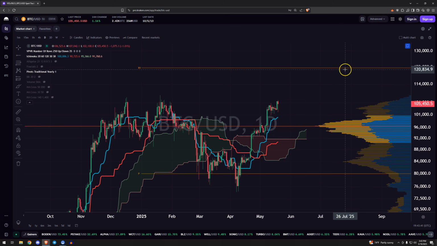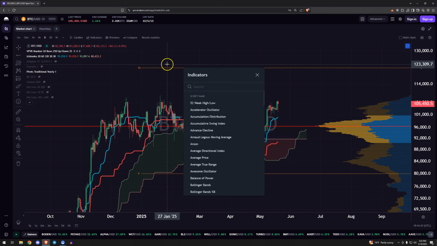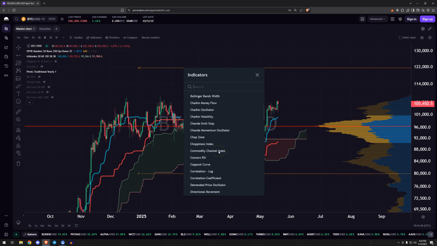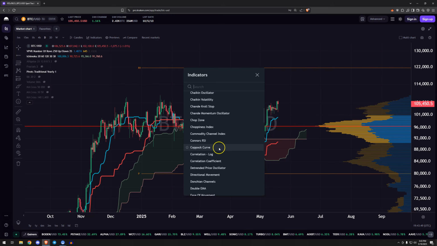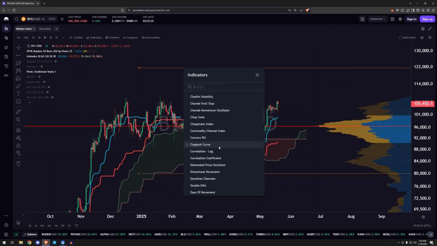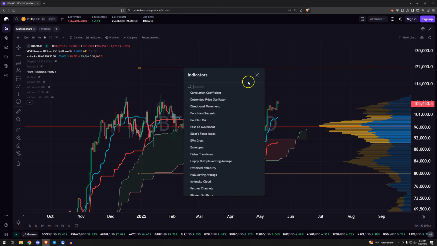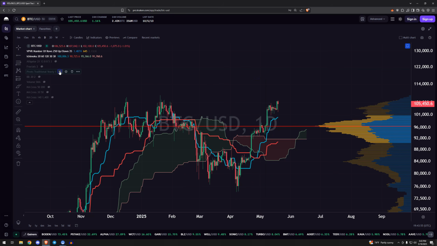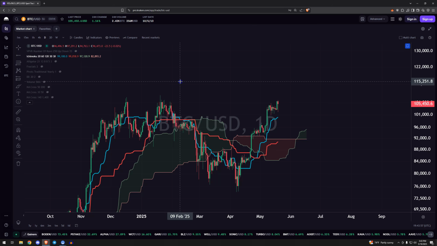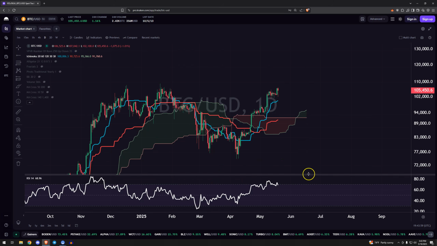So that's really it. Now, they have a bunch of stuff on here, and I'm sure there's a bunch of useful stuff. I'm sure of it. Copic curve, I heard people talk about that a bunch. I don't use MACD. I guess I do have one more, which would just be RSI. The only indicator I really mess with settings-wise is the cloud and VPVR.